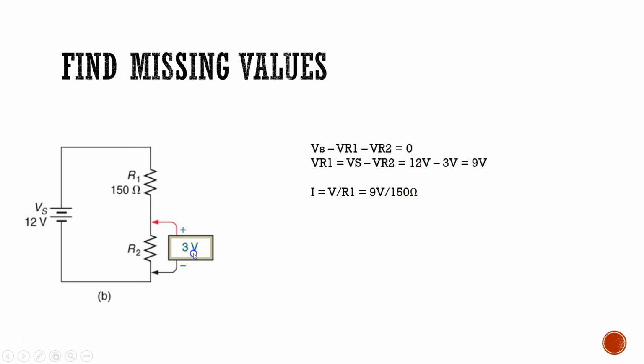V is given here at 3 volts, divided by the current that we solved for here, and we would know R2.